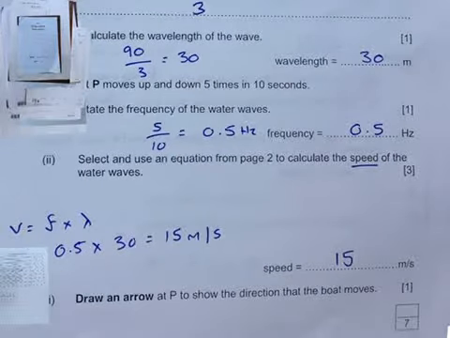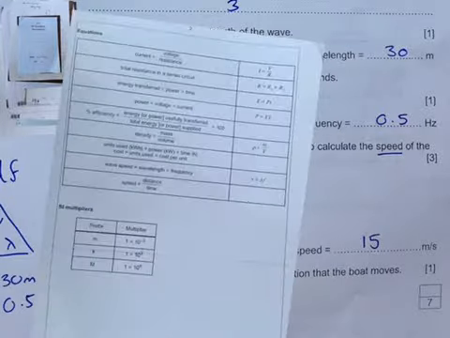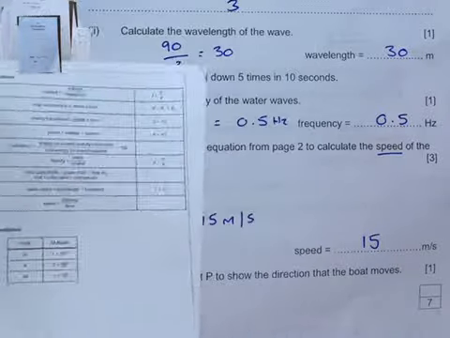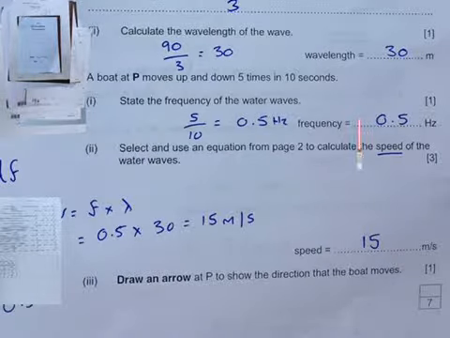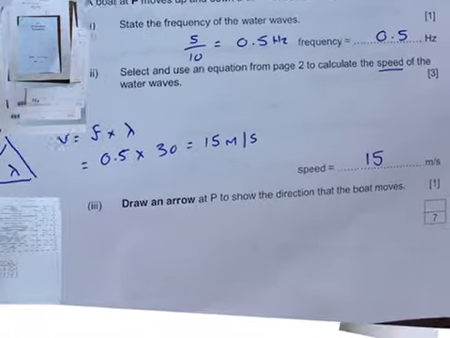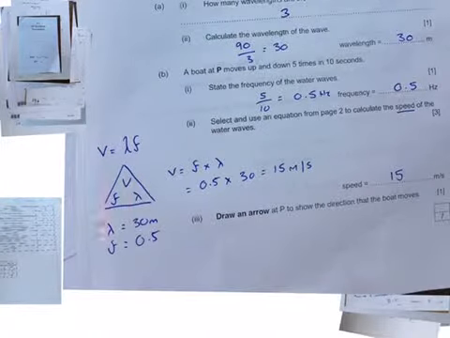Select and use the equation on page 2 to calculate the speed. Well, if I show you, we're going to use this one. Speed equals wavelength times frequency. Well, I know my frequency and I know my wavelength, so it's going to be 0.5 times 30, 15 meters per second. Don't bother drawing the arrow, that doesn't really apply to us, but you can see I've put my formula there as well.